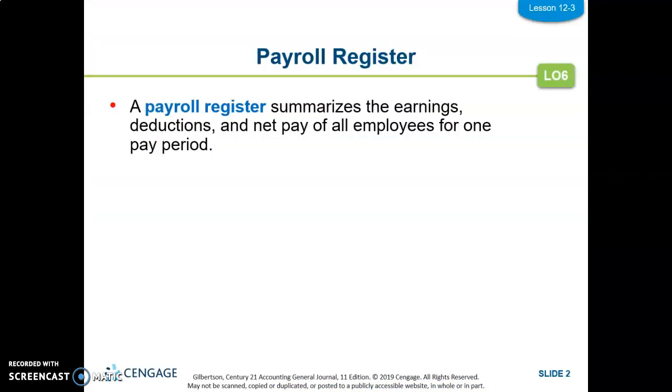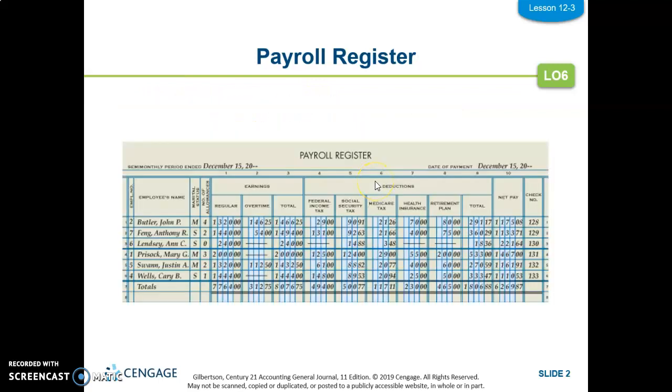So a payroll register is something that summarizes the earnings, the deductions, and the net pay of all employees for one pay period. So a payroll register includes every single employee, and it's just for a specific pay period, such as weekly, monthly, bi-weekly, semi-monthly. And it's going to show us the earnings and the deductions. And we already said that a payroll is for all employees, so the payroll register logically has all employees on it.